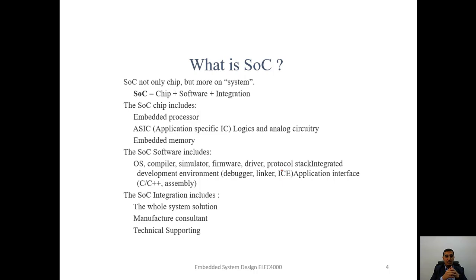So the system on chip includes embedded processors, application specific ICs, logic and analog circuitry, and embedded memory. All of these together are called the hardware of the system on chip. Now the software includes an operating system, compiler, simulator, framework, driver, protocol stack, integrated development environment, and application interfaces. The system on chip integration includes the whole system solution, the manufacturing consultant, and the technical support. So a system on chip is a full system, but on a single chip.